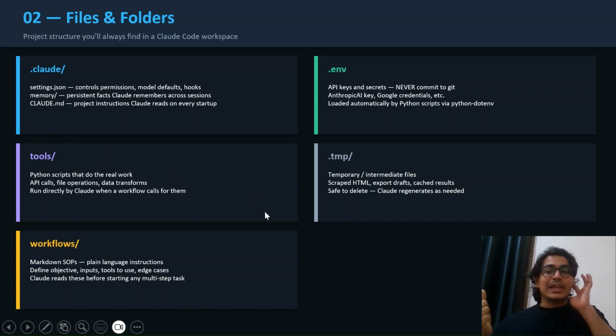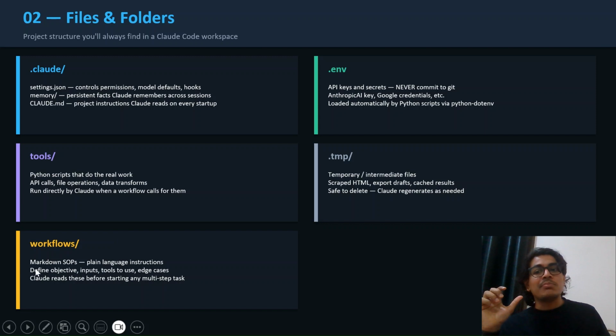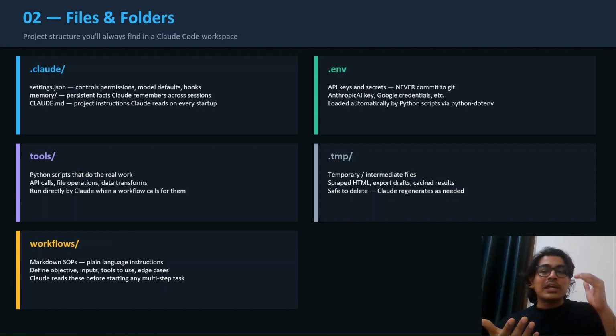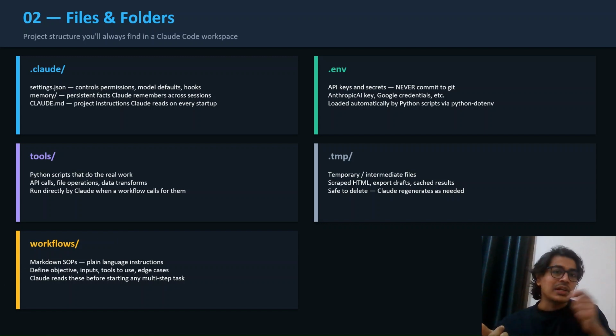Next is workflow. So these are also .md files, or you can say markdown files, right? And these would be your SOPs, right? If I want to execute something, it would be given in plain English, right? Then do this, then do this, then do this. So these are your workflows. Then next would be your .env file.